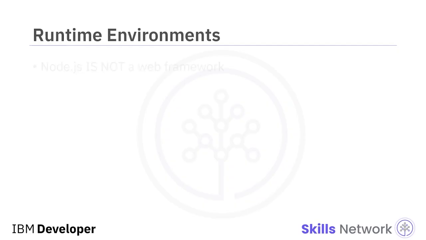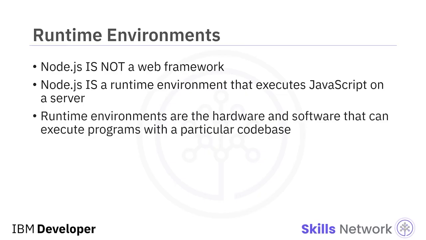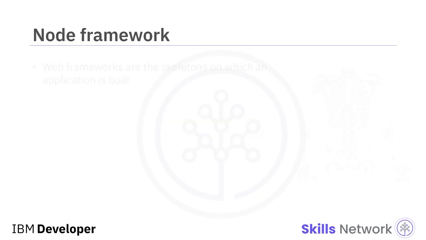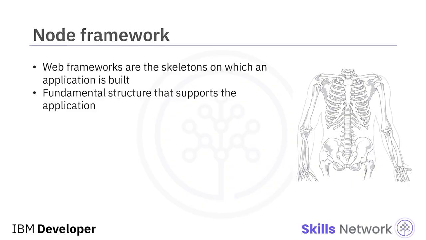Sometimes Node.js is incorrectly referred to as a web framework. Node.js is not a framework, but a runtime environment that executes JavaScript on a server. Runtime environments are the hardware and software that can execute programs with a particular code base. A framework, on the other hand, is like a skeleton on which an application is built for a specific environment. The framework is the fundamental structure that supports the application.